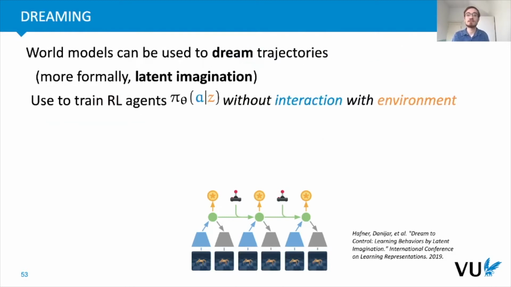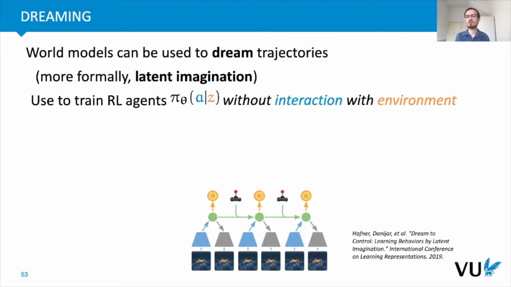Now, what's actually very exciting about world models is that we can dream trajectories. This is more formally called latent imagination. And what we can do with this, and this is actually why world models are so useful, is that we can train our agents without ever interacting with the environment.